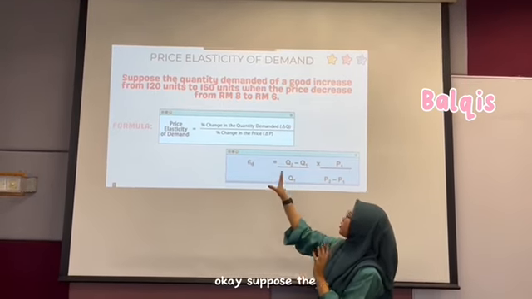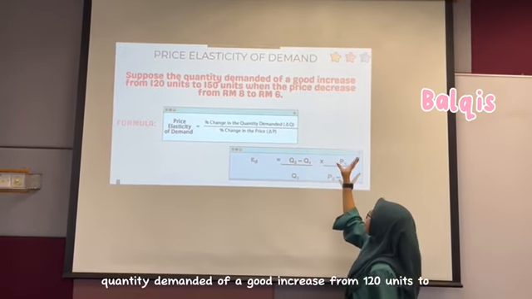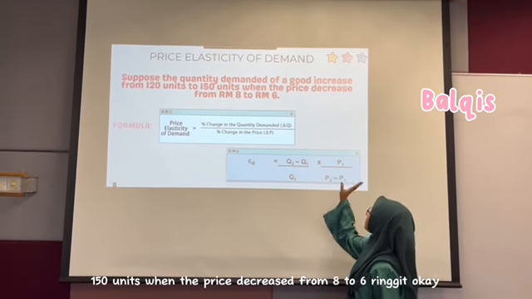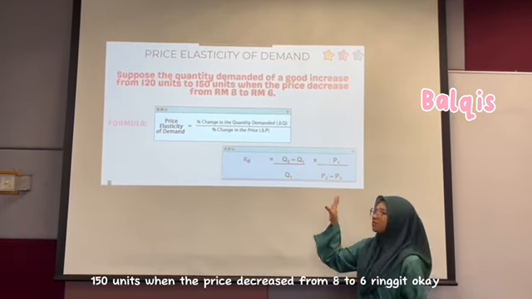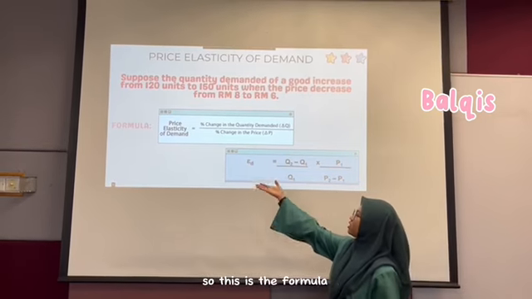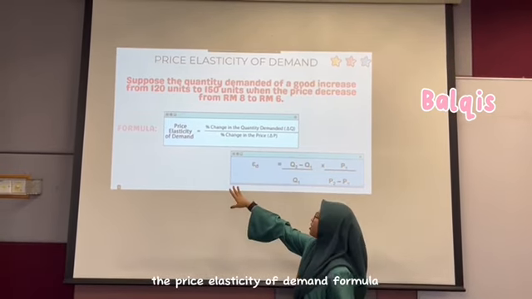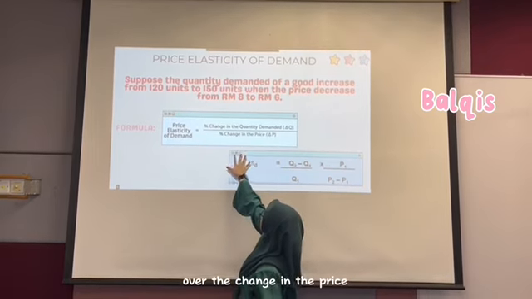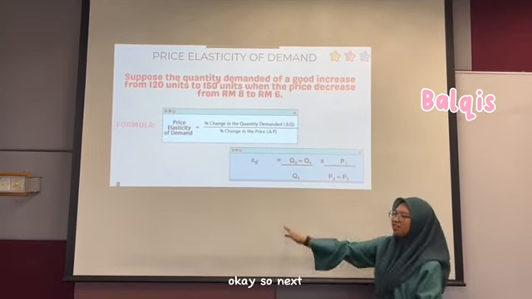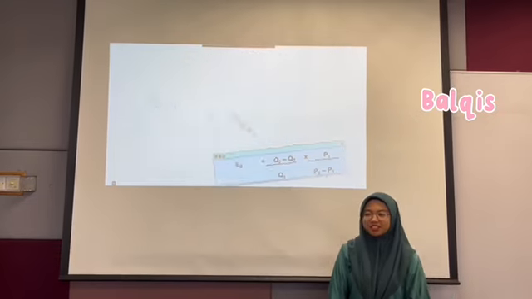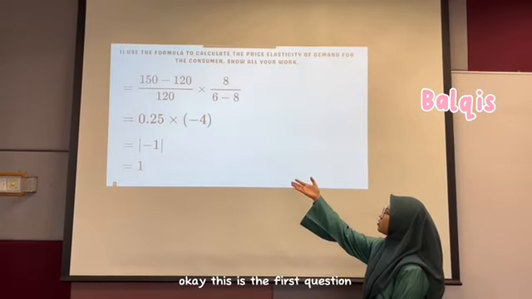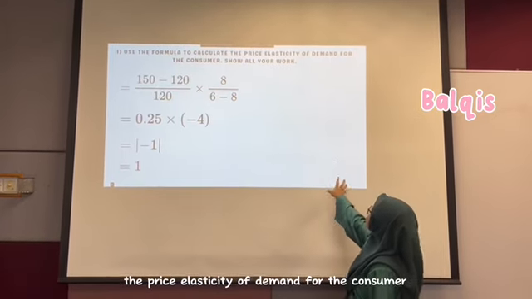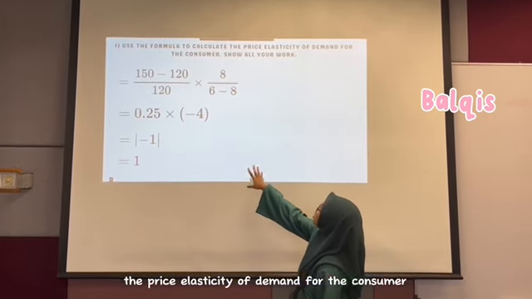Okay, suppose the quantity demanded of a good increased from 120 units to 150 units when the price decreased from 8 to 6 ringgit. Okay, so this is the price elasticity of demand formula. We have change in the quantity demanded over the change in the price. Okay, so next. This is the first question, which is use the formula to calculate the price elasticity of demand for the consumer. Show all your work.